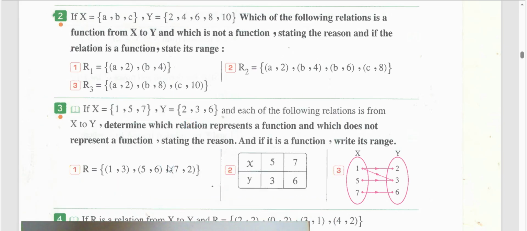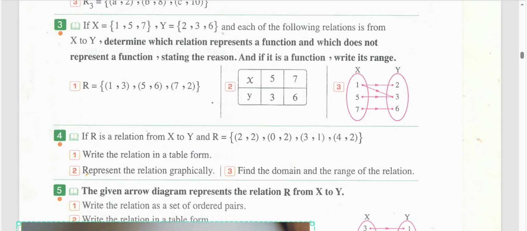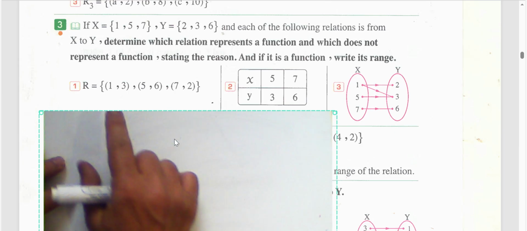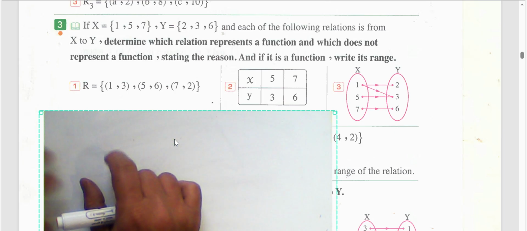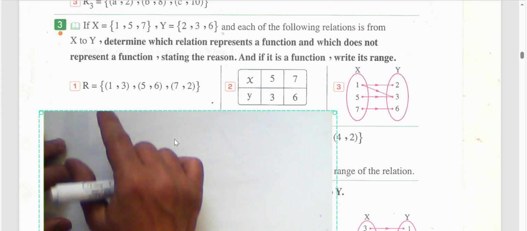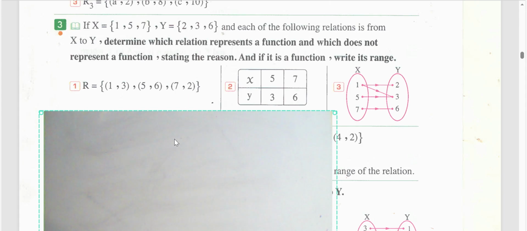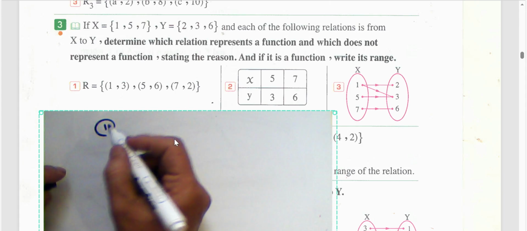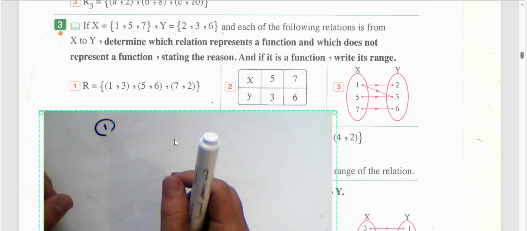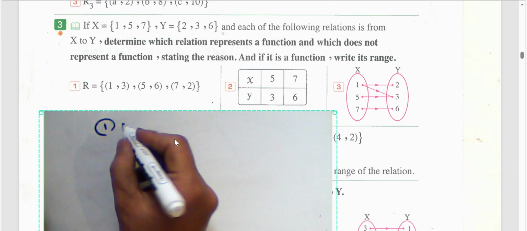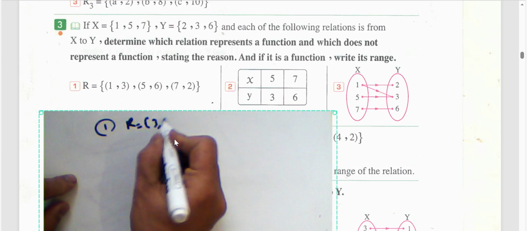Next question, number 3, 1, 5 and 7. Is this relation a function? Number 1 is a function, because every element in X appeared as a first projection only once, and in the range we can write 3, 6 and 2.